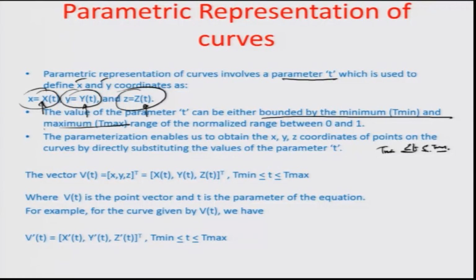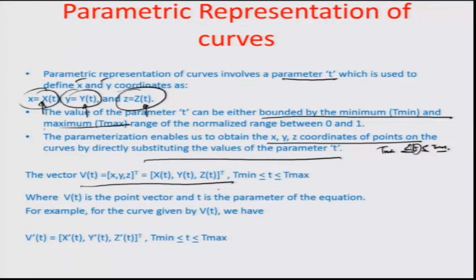So, it gives you calculations related to a local domain, provided the whole global representation of a certain curve using the non-parametric x, y, z kind of representations. So, the parameterization enables us to obtain x, y, z coordinates of points on the curves by directly substituting the value of the parameter t. V of t becomes equal to x of t, y of t, z of t, where t varies between a minimum and a maximum value. So, it is bound on both sides, and V of t is a point vector. So, t is the parametric variable of the equation.